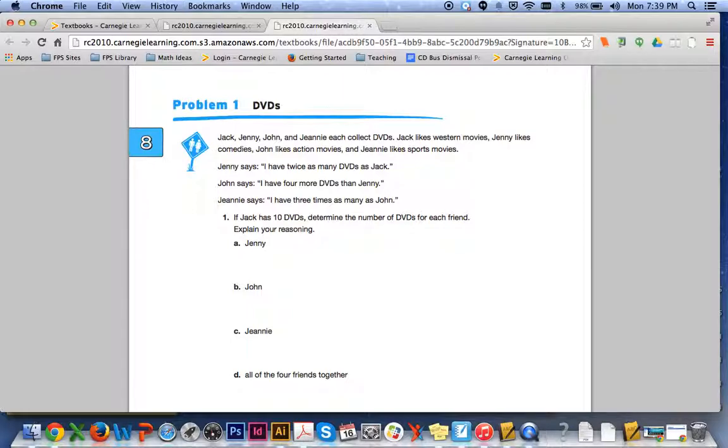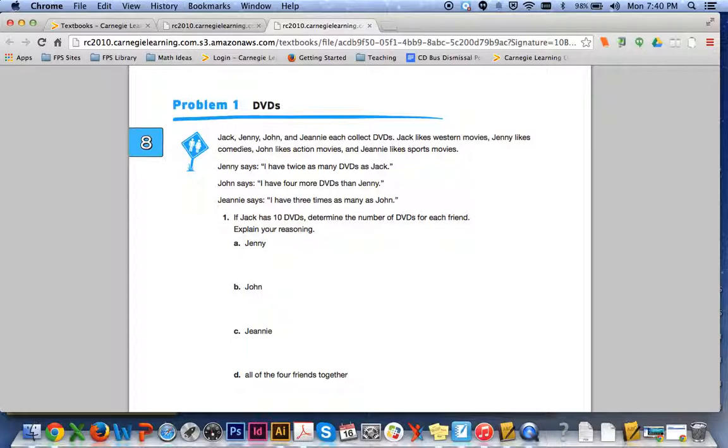So then if we look at problem 1, it says if Jack has 10 DVDs, determine the number of DVDs for each friend. Explain your reasoning. Make sure you're marking your text as we go here. If you need to, pause to mark your text. So Jenny, if I look back up at Jenny, it says I have twice as many DVDs as Jack. So if Jack has 10 DVDs, and Jenny has twice as many, how many does Jenny have? Well, twice as many as 10 would be 20 DVDs.